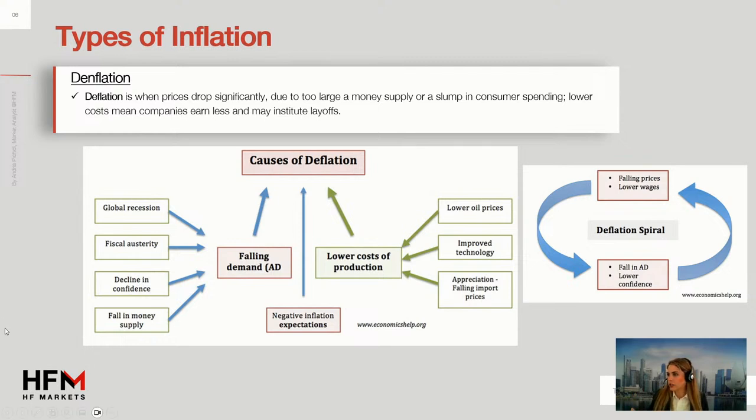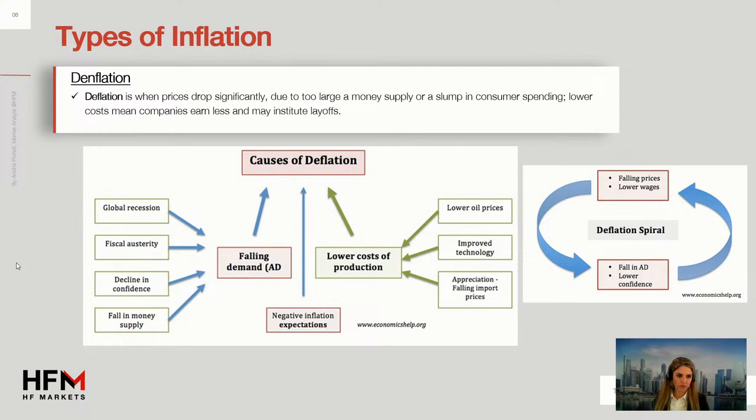So deflation has as a consequence the increase in the real value of money, and allows to buy more goods with the same amount of money over time. So it can also occur owing to reduction in the supply of money or credit.